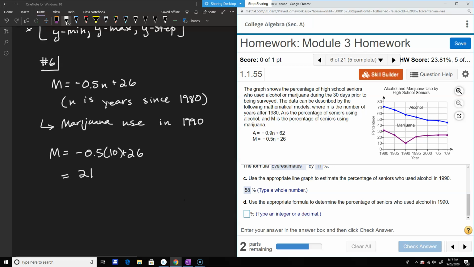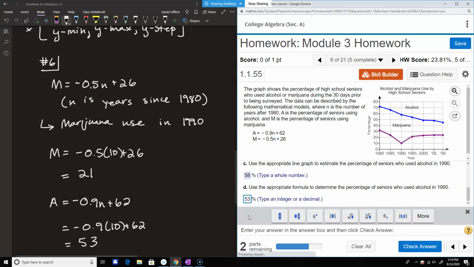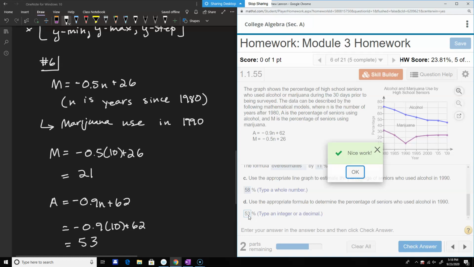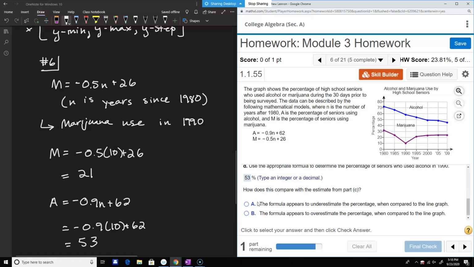Then it says use the formula. So for this one, our alcohol is negative 0.9 times N plus 62. So for the alcohol value in 1990, again, N is still going to be 10. So that one's coming out to 53, which is quite a bit closer than we saw for the marijuana estimate for the same year. Okay, so this was an underestimate by 5%, because it's picking a lower value.